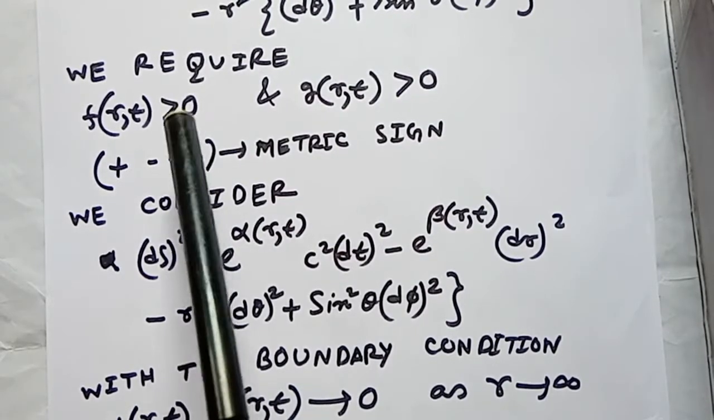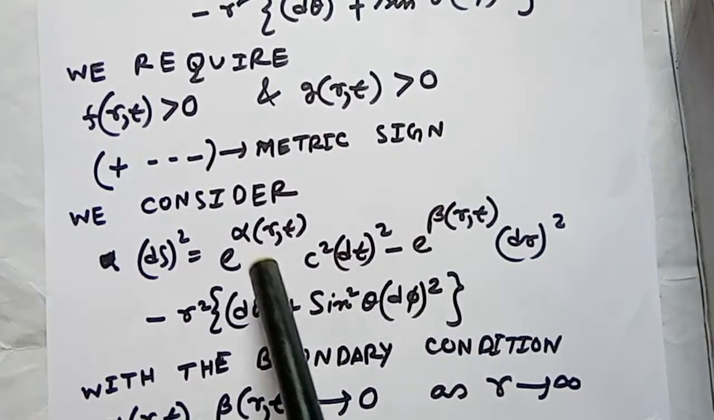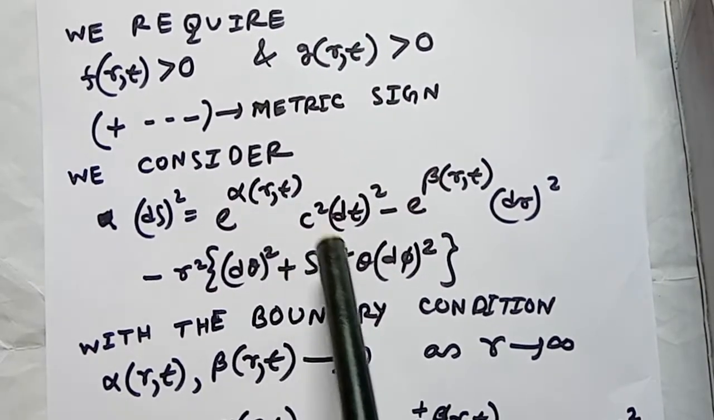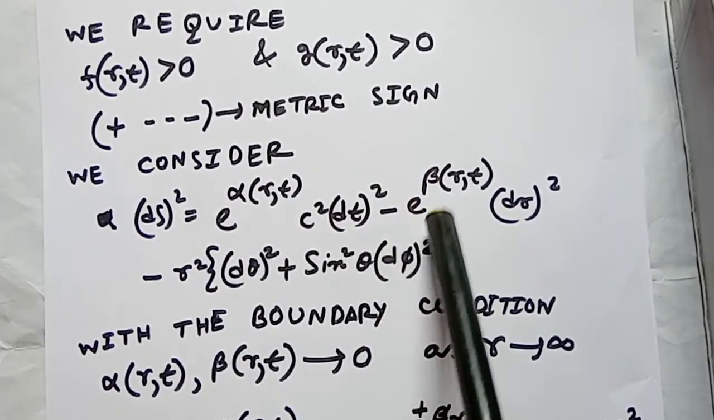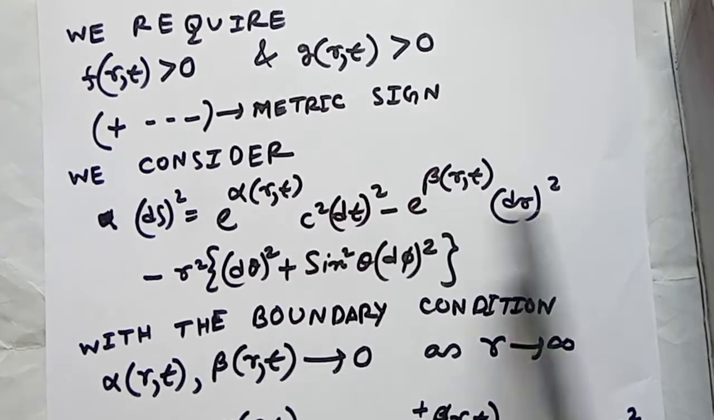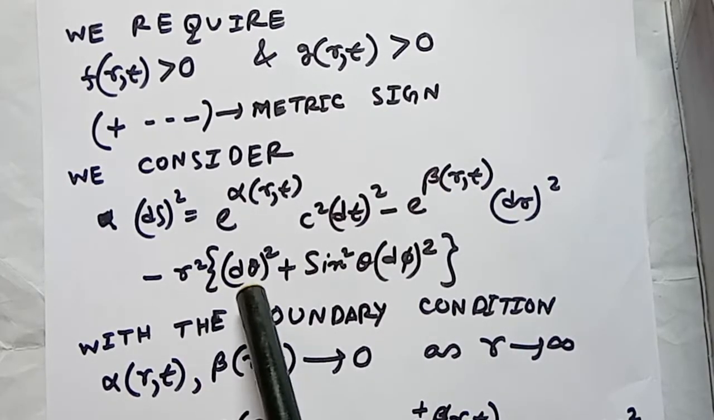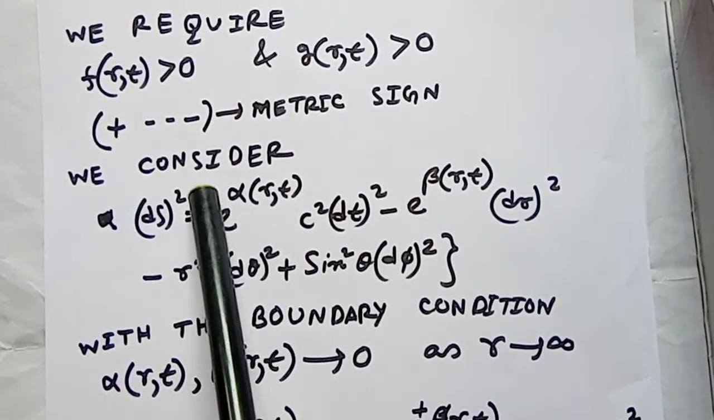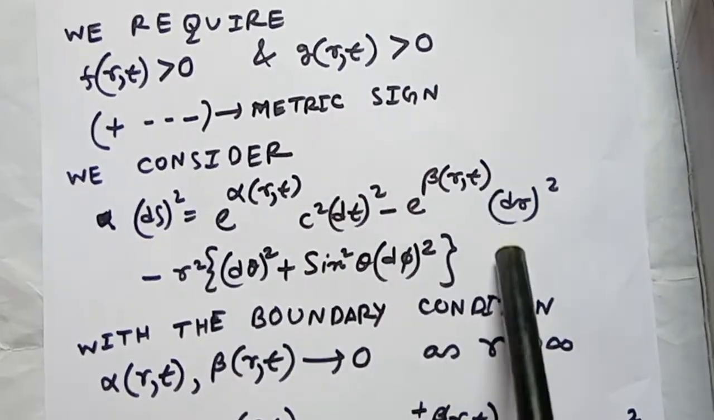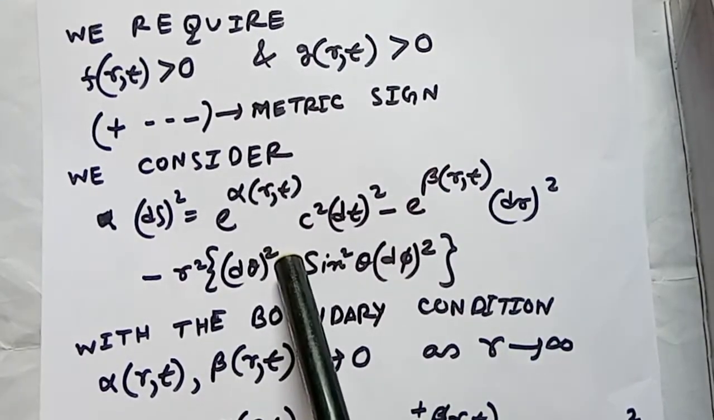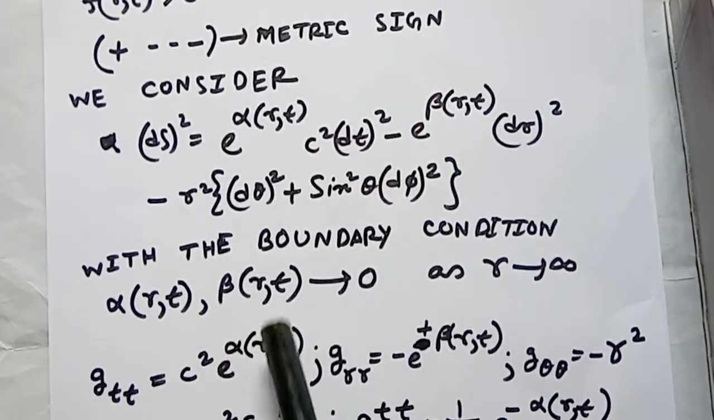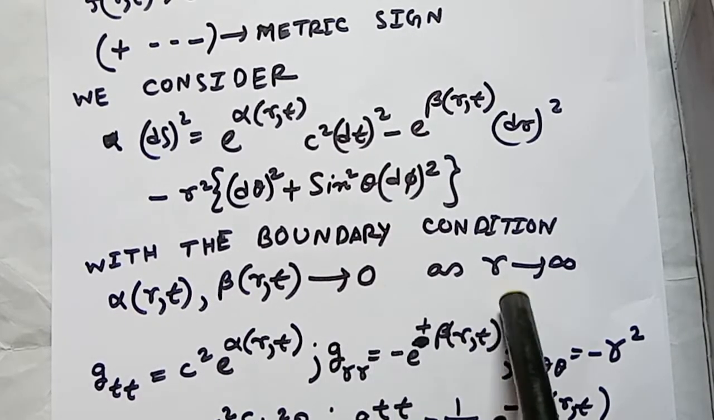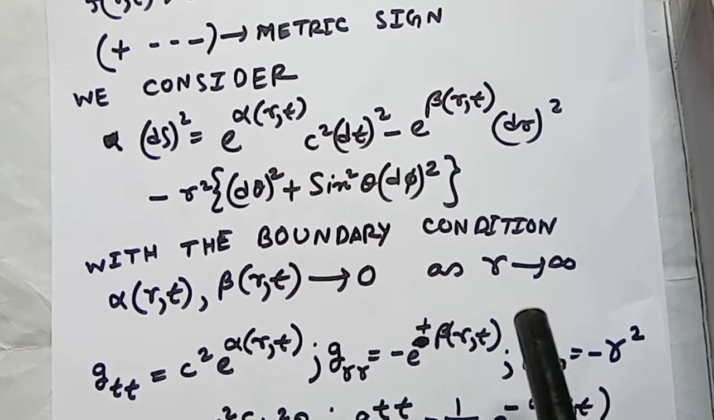Now if this is greater than 0, we consider ds square equal to e to the power alpha of (r,t) c square dt square minus e to the power beta of (r,t) dr square minus r square (d theta square plus sin square theta d phi square). For these functions we consider exponential functions, with the boundary condition that alpha of (r,t) and beta of (r,t) tend to 0 as r tends to infinity.